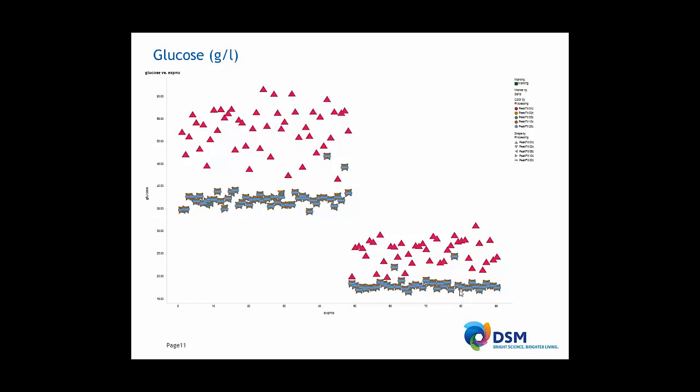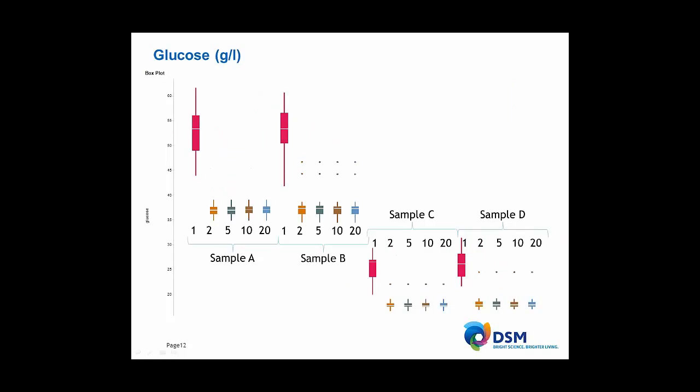I've had a look at the spectra, but I could not really find anything that would suggest to me why this is the case. Okay, the same box plot again of the results of glucose. You can see again the variation of glucose levels with the fitting cycles for sample A, sample B, C, and D. And here you also see that after 2 fitting cycles, basically the results stay the same.